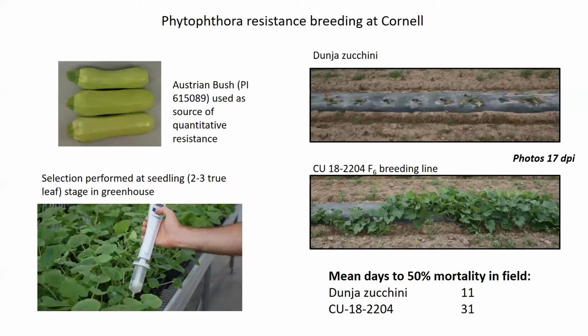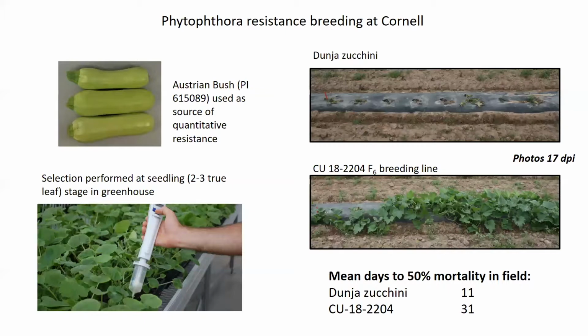Regardless, we've been making progress at Cornell breeding for increased resistance to Phytophthora crown rot. We've used an accession called Austrian Bush as a source of quantitative resistance. This is what's called a vegetable marrow type squash. Selection has been performed at the seedling stage in the greenhouse.